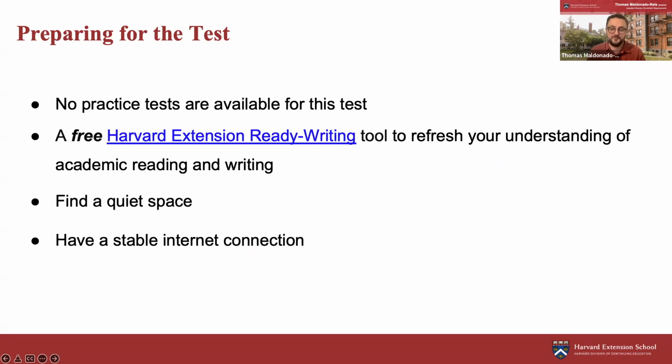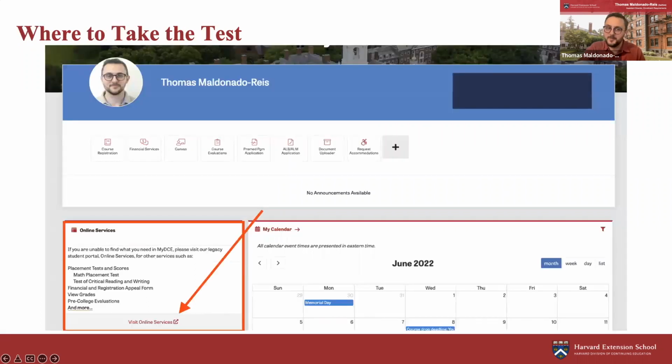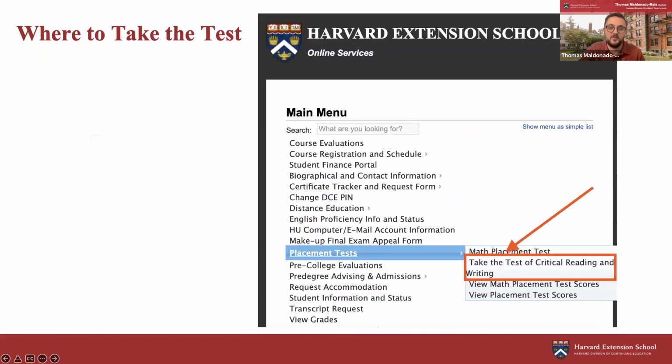So where do you go to access this test once you feel comfortable? We're going back to My DCE. I showed you before just the top bar, that's where I highlighted. But if you scroll down when you get to your My DCE page, you'll see in that left-hand corner where I've highlighted in red here, this box that says online services. You're going to want to click there and it's going to take you to another page that looks like this.